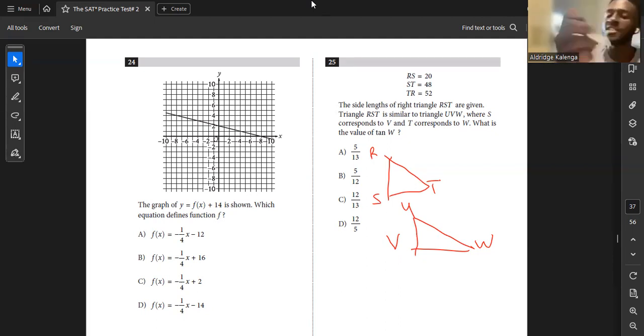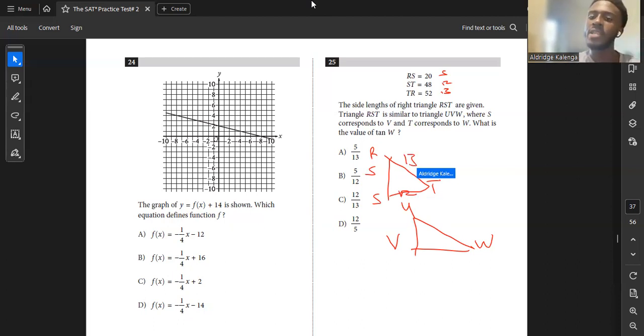We know that RS is 20. Actually, can we simplify this? Divide it by 4. So RS is 20, I'm just going to divide this by 4. This is 5, this is going to be 12. I'm just trying to simplify it. So 5, 12. It's a very common Pythagorean triple. ST is 12, and TR is 13. Okay.